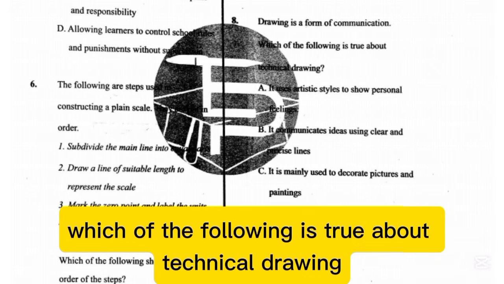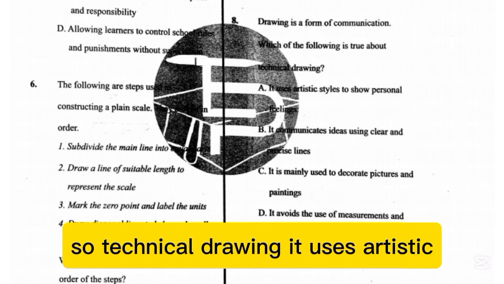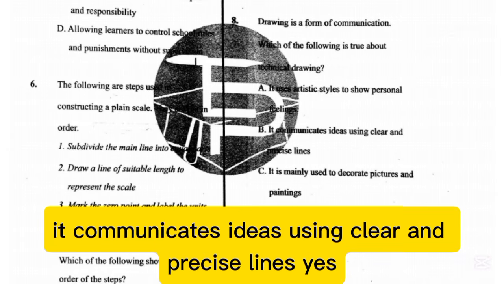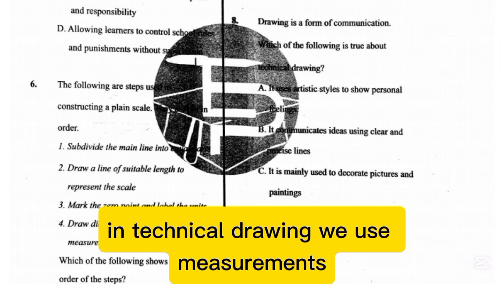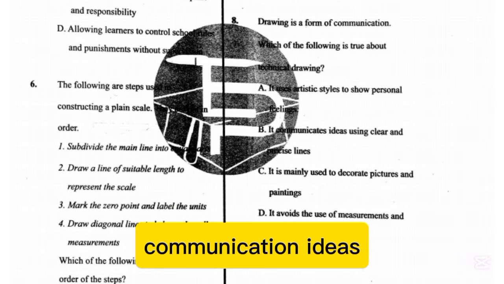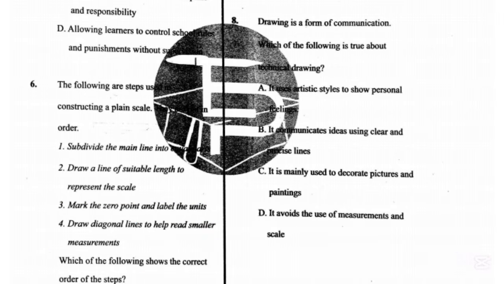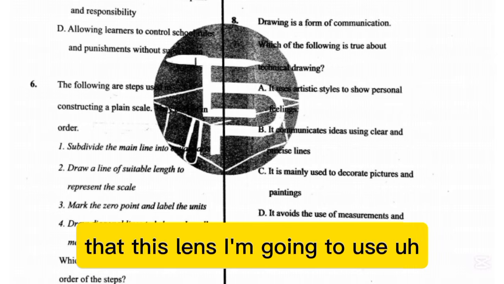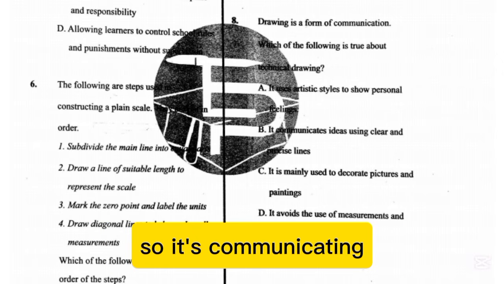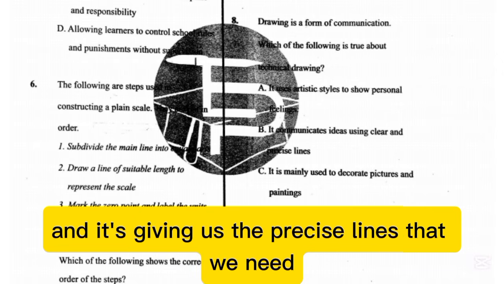So, which of the following is true about technical drawing? Technical drawing uses the word artistic, that is artistic drawing, so it's not the correct one. It communicates ideas using clear and precise lines. Yes, in technical drawing, we use measurements, and those measurements give us the communication of ideas, for example, that the length I'm going to use maybe 20 meters, the width I'm going to use 10 meters. So it's communicating and it's giving us the precise lines that we need.